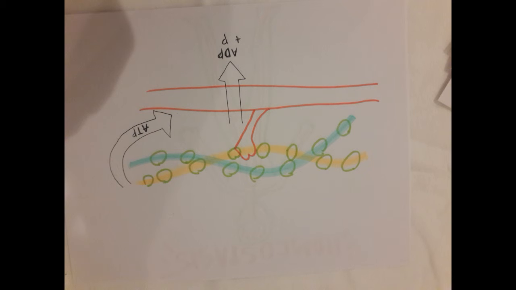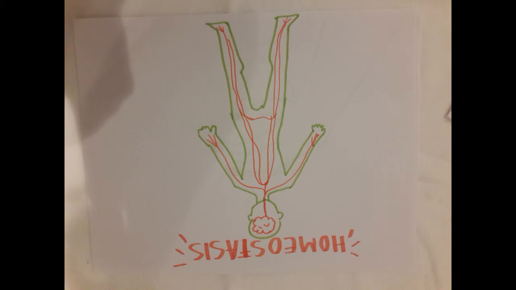Myosin can bind to the site and ATP and P are released. While the myosin pulls the actin in a power stroke, ATP binds to myosin for energy. And all of this is to maintain homeostasis.